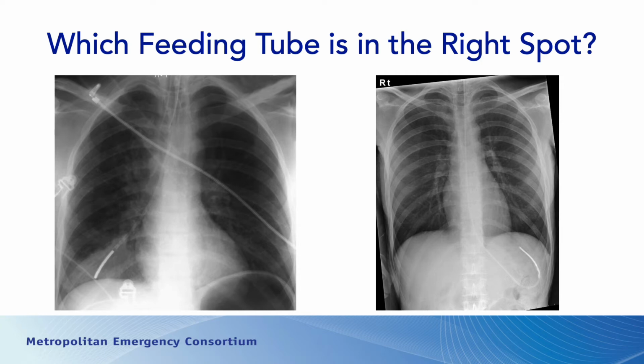So on the right-hand side, the tube's in good position, we can safely use it. On the left-hand side, the tube's sitting in the lung. We cannot use it. It has to be taken out and reinserted. And typically when we reinsert, we start from scratch.